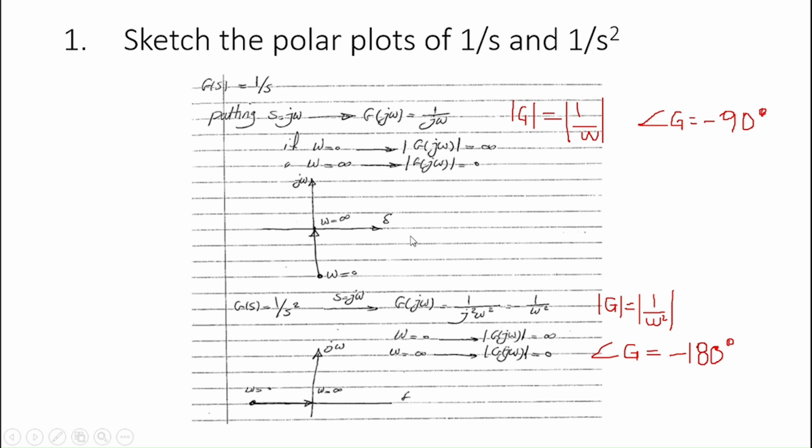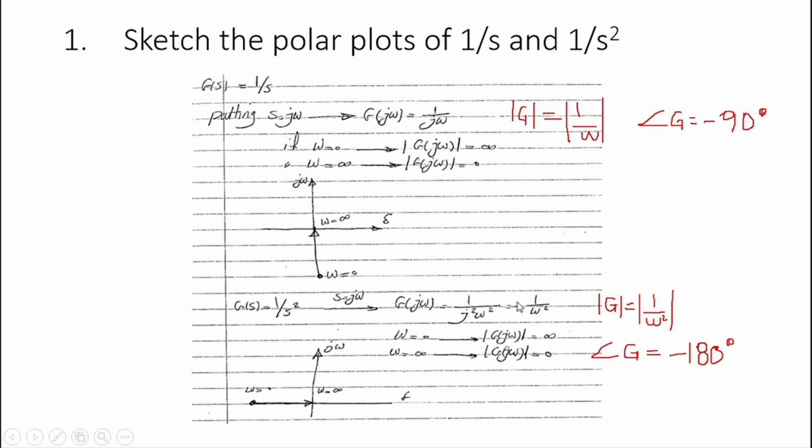Moving on to the second part of this question, that is to sketch the polar plot of 1 by s squared. Again, the procedure remains the same, to directly substitute j omega in place of s. When we do that, we'll be getting 1 upon j squared omega squared, right? So we can further simplify this and rewrite it using the complex number properties. That is, j squared is equal to negative 1. So if we do the substitution and simplify it, we can rewrite this as 1 upon negative omega squared, right?